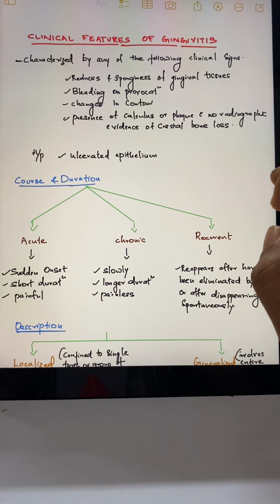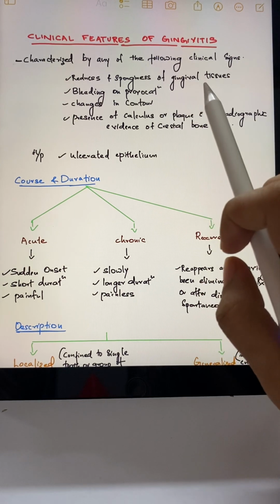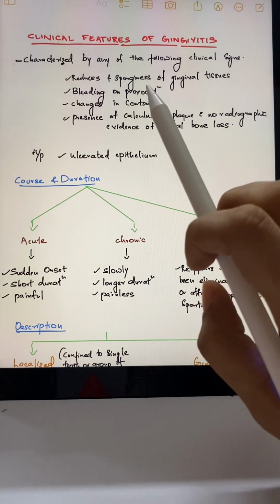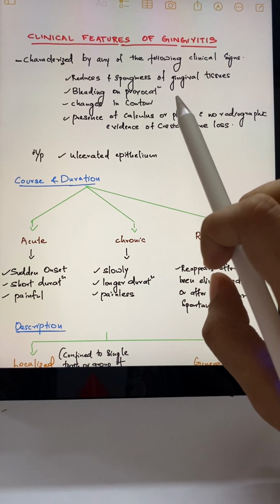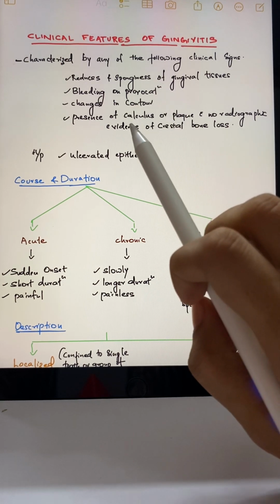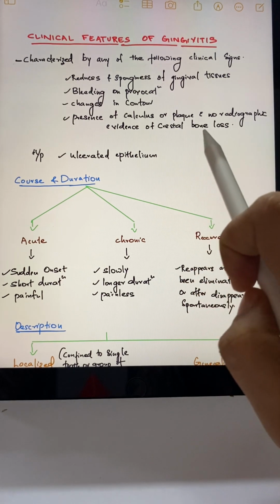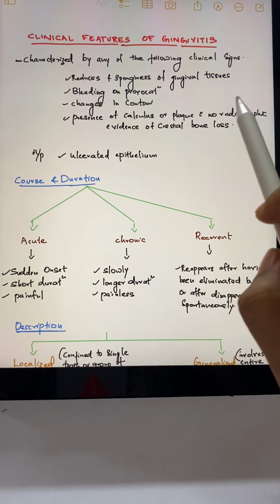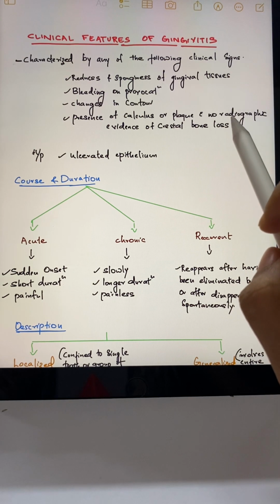In the clinical features, gingivitis is characterized by any of the following clinical signs: redness and sponginess of gingival tissues, bleeding on slight provocation, changes in the contour of the gingiva, and presence of calculus or plaque with no radiographic evidence of crestal bone loss. If bone loss occurs, then we will say that it is periodontitis.